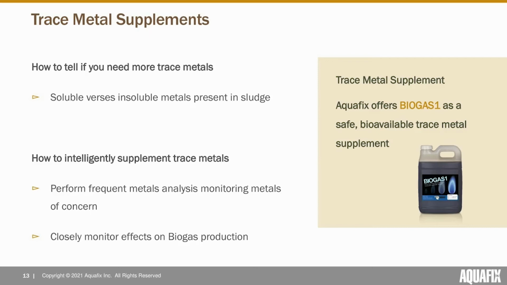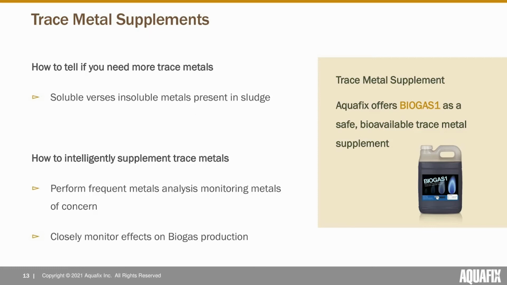And you can do this through centrifuging your sludge feed, or you can filter the sludge. But the idea is to remove most of the solids gunk, so you have a filtrate, and that gives you a more direct idea of what the soluble metals are versus insoluble metals.